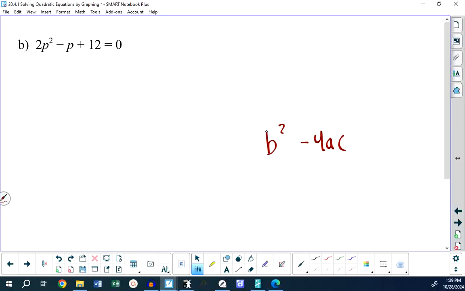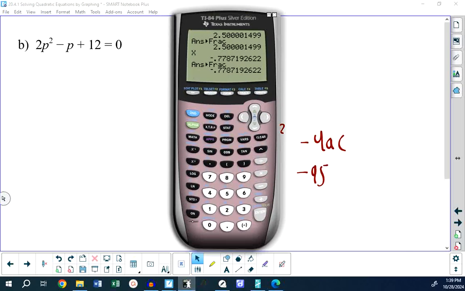Negative 95, 2x squared minus x plus 12. Okay. Well, we know the y-intercept of this function is 12. Right, you know that C is the y-intercept. So let's look up higher. Let's go to our window settings and go up to 25.